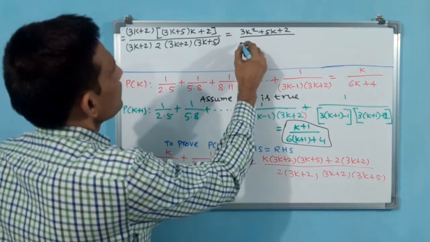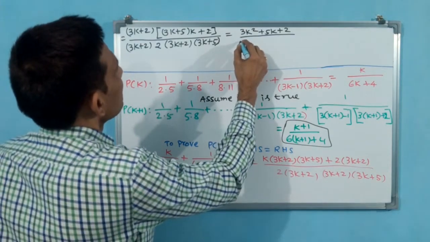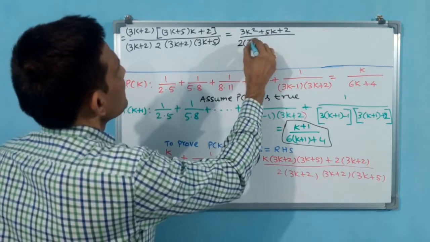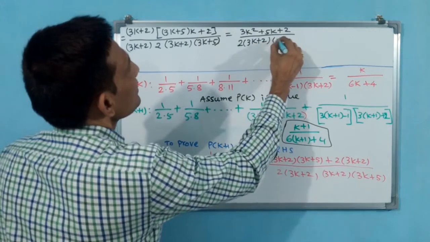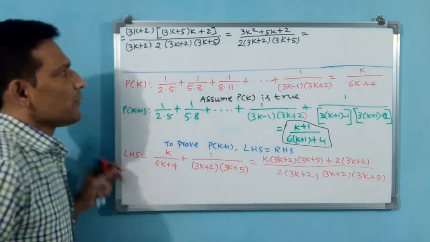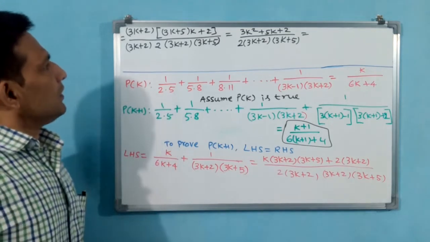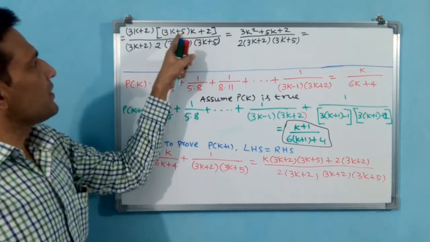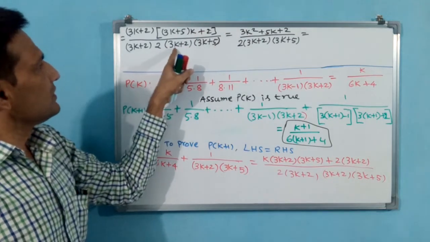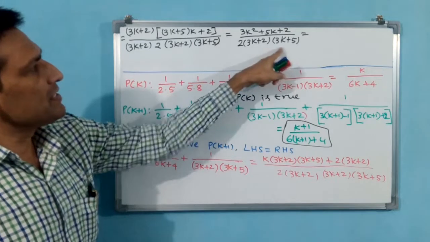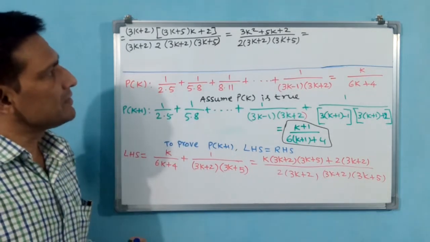Okay, let it be. You write this one. 2 into 3k plus 2 into 3k plus 5. Okay, that is equal to... Now 3k plus 2 has got cancelled. 3k square plus 5k plus 2 over 6k plus 4. See, this is multiplication. Okay, now you keep this like this only.